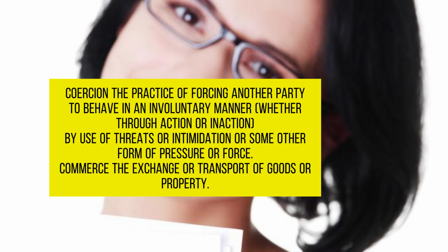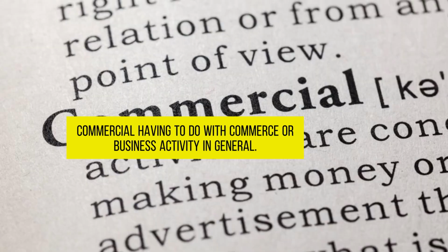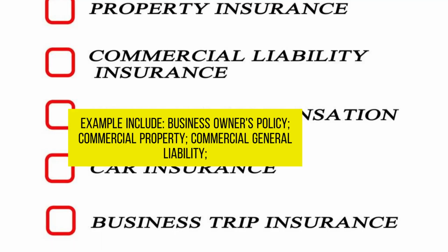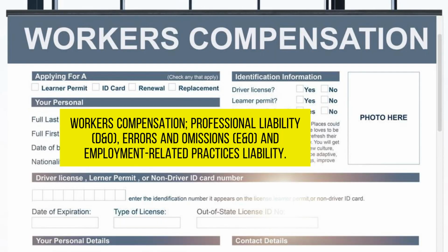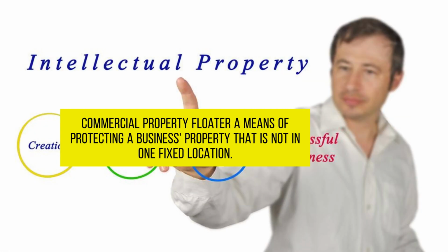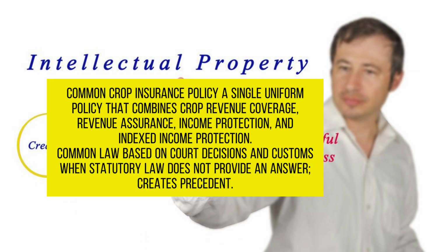Commerce: exchange or transport of goods or property. Commercial: having to do with commerce or business activity in general. Examples include business owner's policy, commercial property, commercial general liability, workers' compensation, professional liability D&O, errors and omissions E&O, and employment-related practices liability. Commercial property floater: means of protecting a business property that is not in one fixed location.